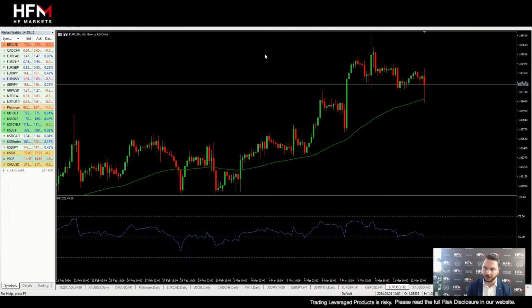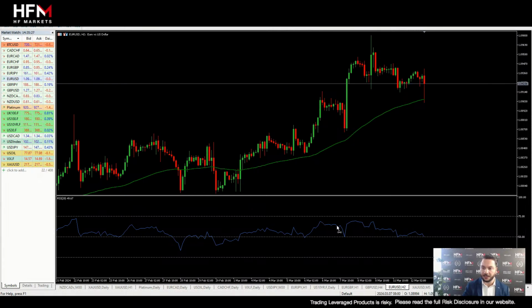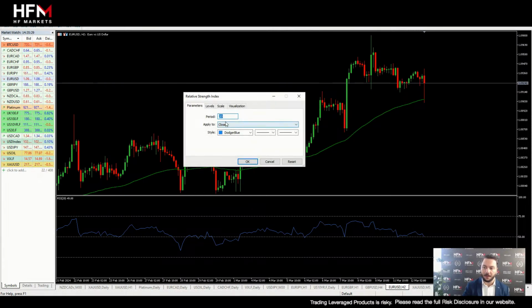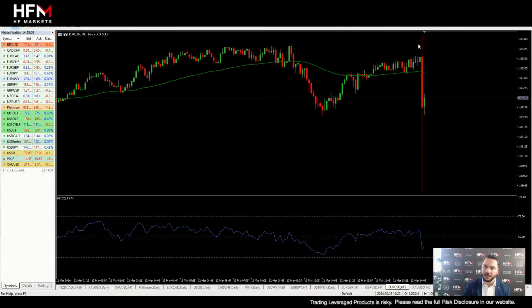So, ladies and gentlemen, when we're looking at the chart now, we can see there are two indicators. Number one, we have a 75 bar exponential moving average. So this is this green line here. And the other is a relative strength index, so an RSI on the 20 bar period. Now, let's go to a 5 minute chart just for a moment.